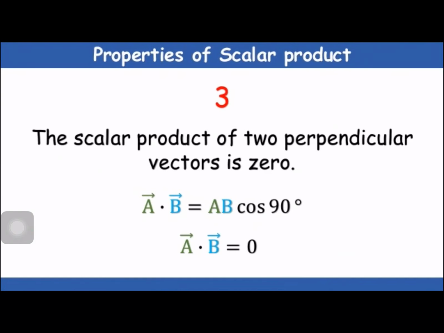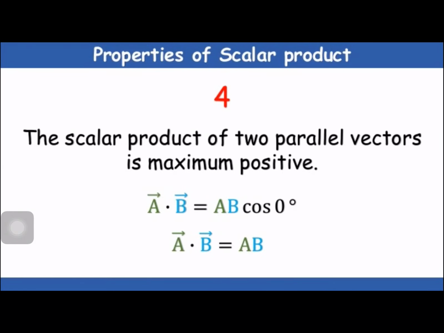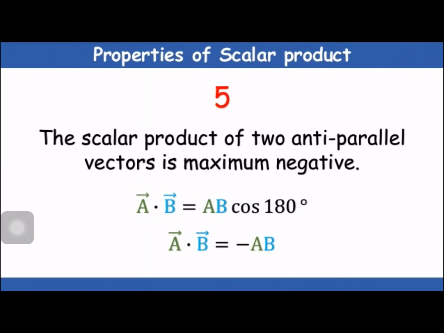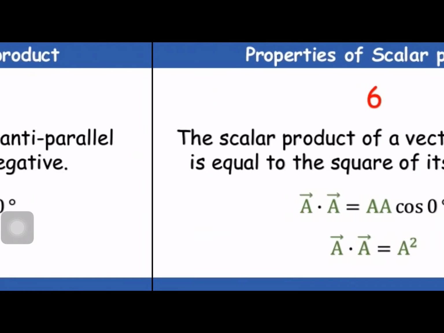Another one: the scalar product of two perpendicular vectors is 0. Why? Because perpendicular means theta equals 90, cos 90 is 0, so everything will be 0. The scalar product of two parallel vectors is maximum. Why? Because theta equals 0, and cos 0 is 1, so you get the maximum. The scalar product of anti-parallel vectors is maximum negative. Anti-parallel means theta equals 180, so you get minus AB.